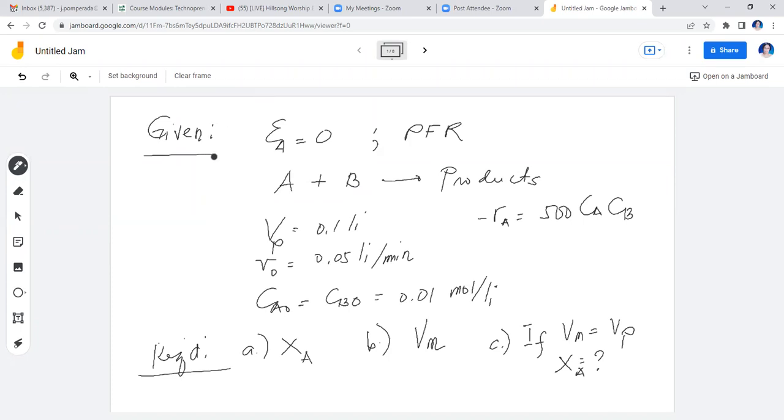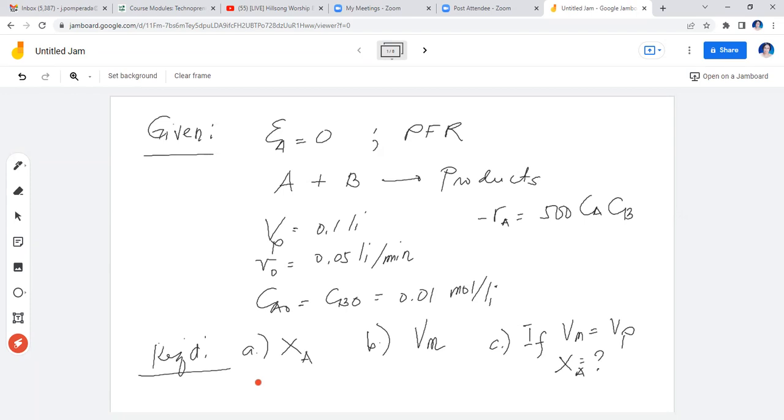Now, since we're given an aqueous solution, there won't be any changes in the volume. So it's a constant density system, and the fractional change in the volume will be 0. Then you have a PFR, so you are given a plug flow reactor. And this is your stoichiometric equation, A plus B, forming the products. And this is the volume of the plug flow reactor, the volumetric flow rate, the initial concentrations of A and B, and this is the rate law.